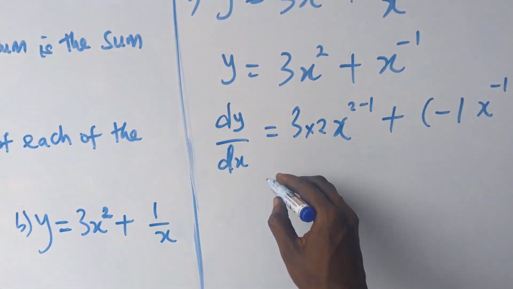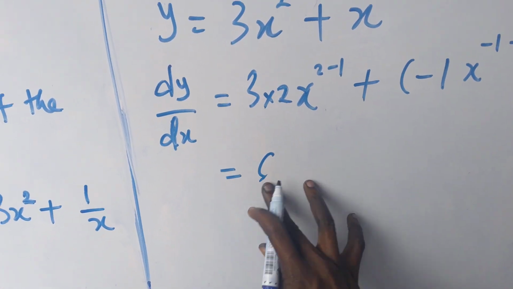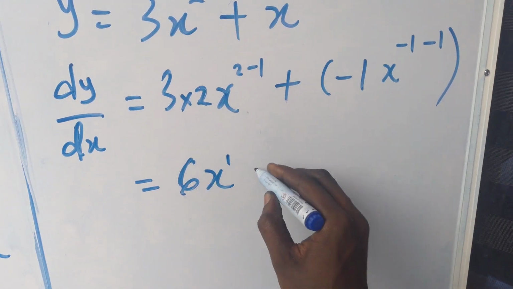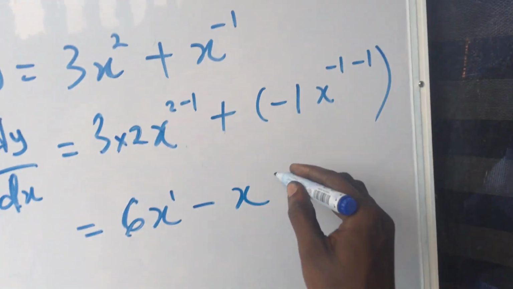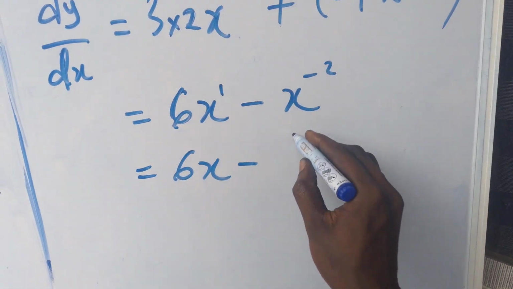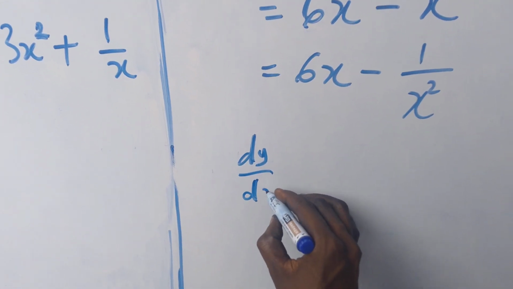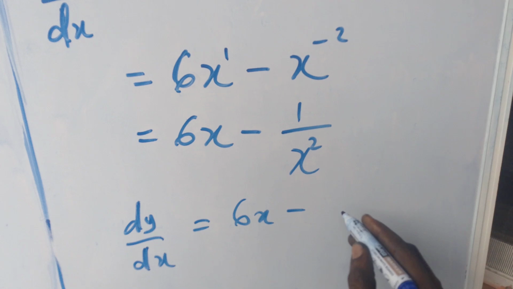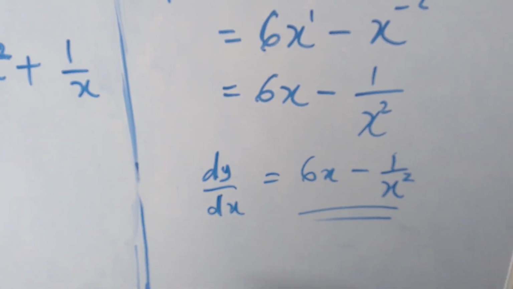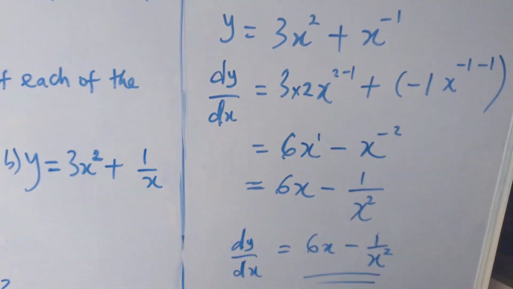Right, so I'm having 3 times 2 is 6. That is 6 x raised to power 2 minus 1 is 1. Plus times minus is minus. X raised to power minus 1 minus 1 is minus 2. So this now will give me 6x minus 1 over x raised to power 2 because of this minus sign. So that dy dx will be equal to 6x minus 1 over x raised to power 2. Final answer. So let's look at the next one.